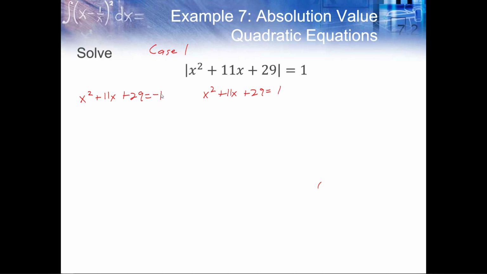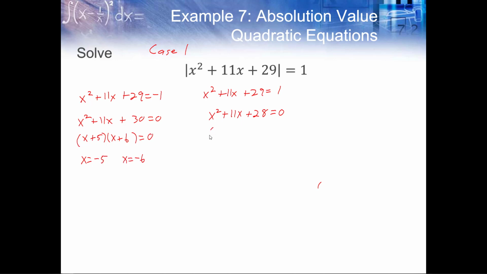Putting this one into standard form, we'll add 1 to both sides. That will give me x squared plus 11x plus 30 is equal to 0. And this one will give me x squared plus 11x plus 28 is equal to 0. Both of these factor. This one factors into x plus 5 times x plus 6 is equal to 0, and the solutions will be x is equal to minus 5 or x is equal to minus 6.